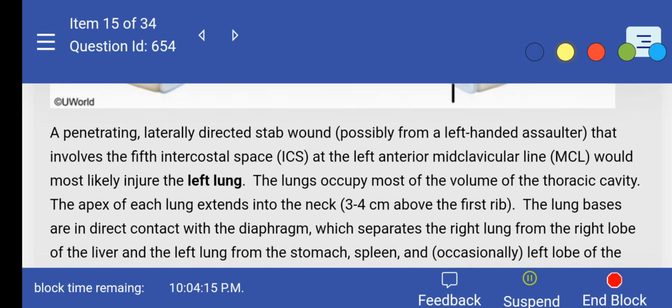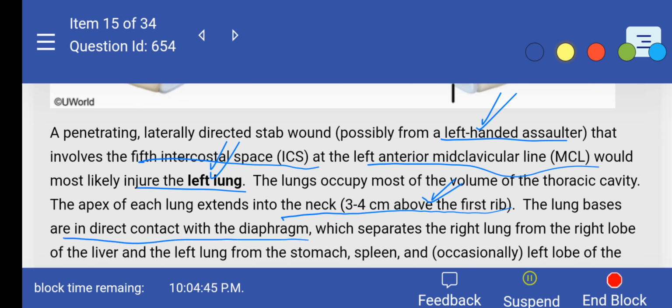So a penetrating laterally directed stab wound, possibly from a left-handed assaulter. This is also pointing to one important point: left-handed assaulter. They involve the fifth intercostal space at the left anterior midclavicular line, and would most likely injure the left lung, right? The lungs occupy most of the volume of the thoracic cavity. The apex of each lung extends into the neck about 3 to 4 centimeters above the first rib. The lung bases are in direct contact with the diaphragm, which separates the right lung from the right lobe of the liver, and the left lung from the stomach, spleen, and occasionally the left lobe of the liver.